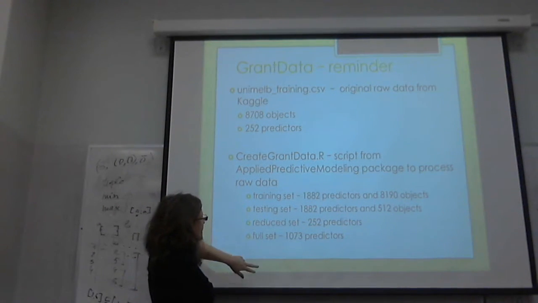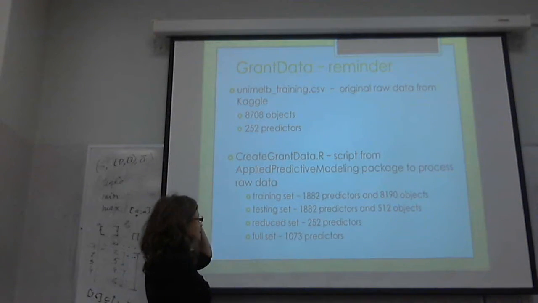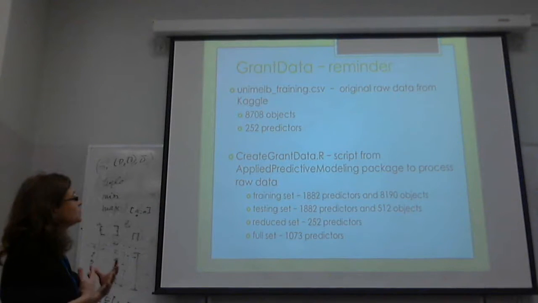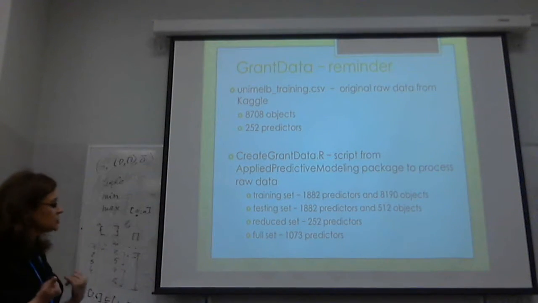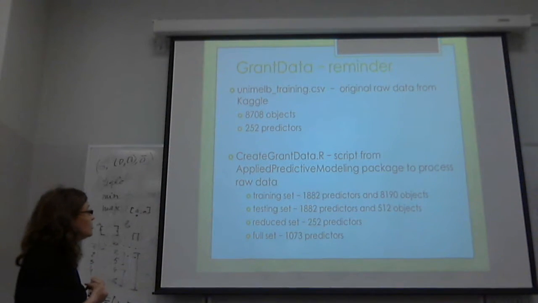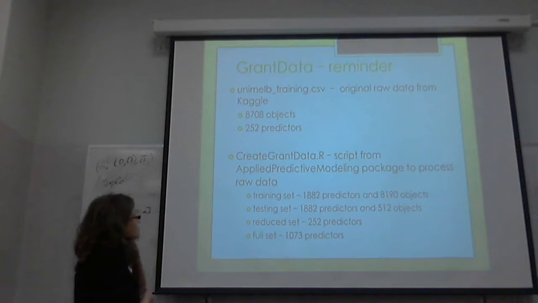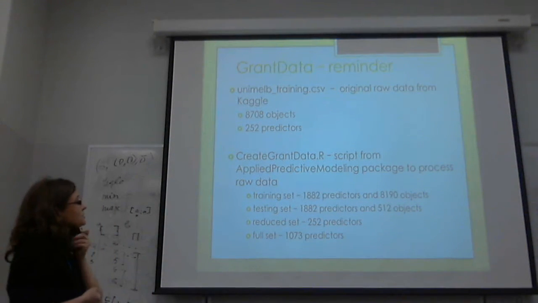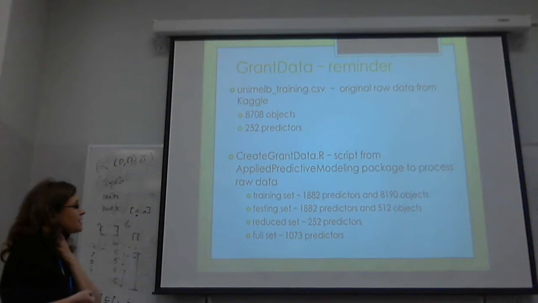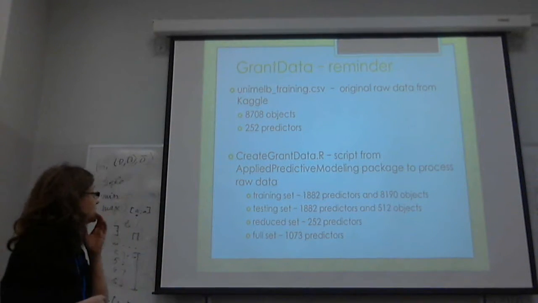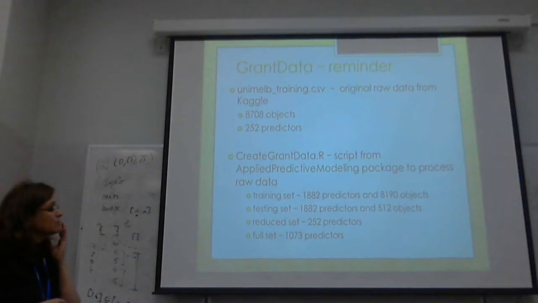4 types of sets. One is just training and testing. And the data was pre-processed, and how it was pre-processed from the original data, you can learn by looking at the create grant data script, which is available in the Applied Predictive Modeling package. I didn't ask you to run it, I provided it to you. I did run it myself, it works. It takes an hour maybe to run.